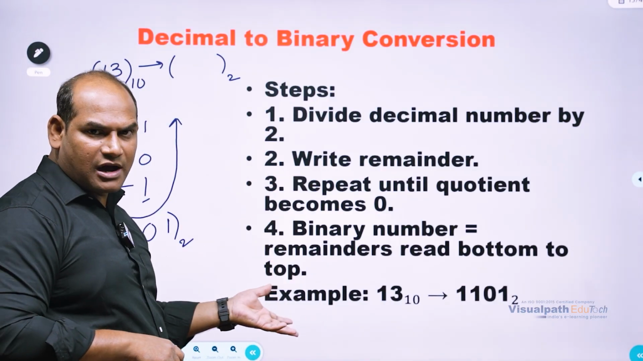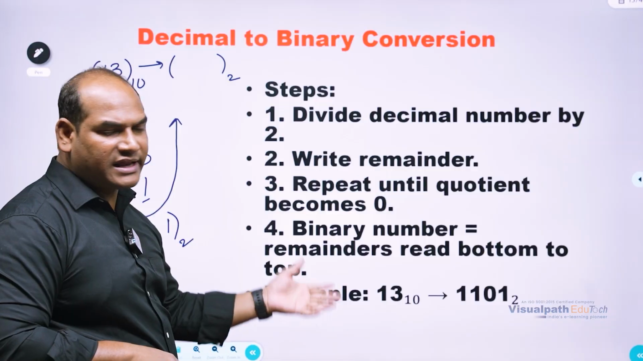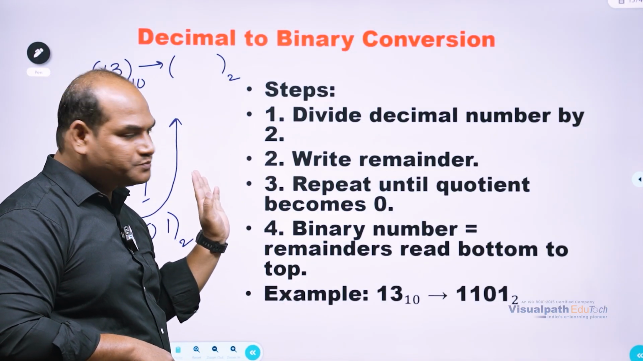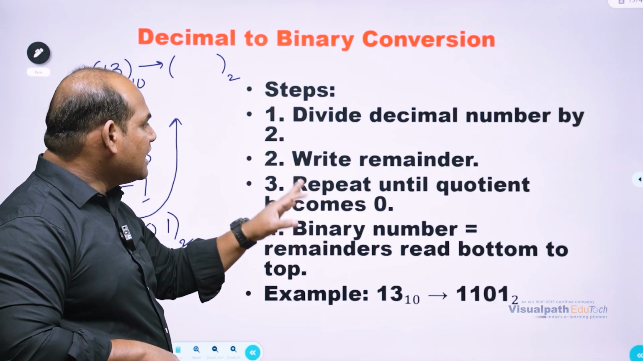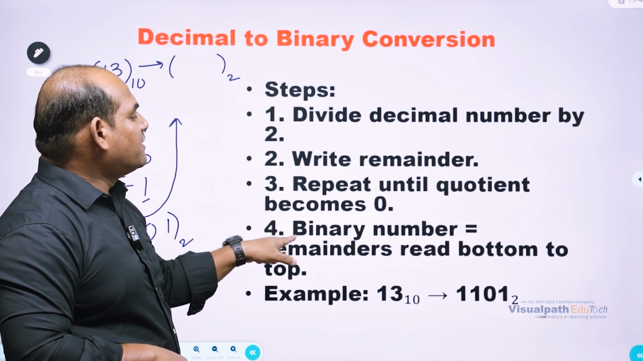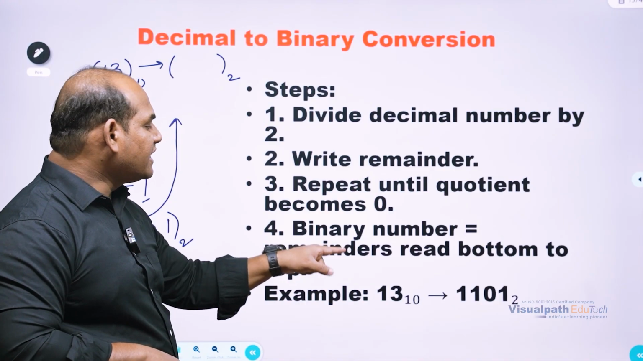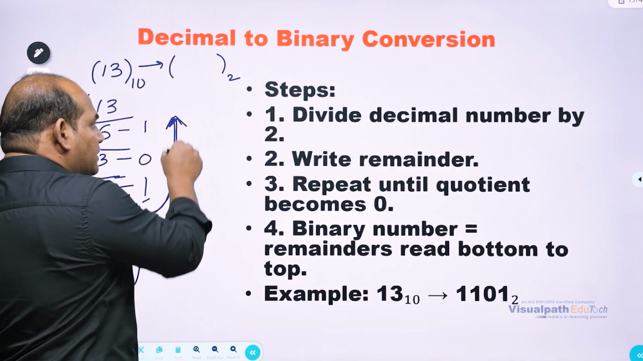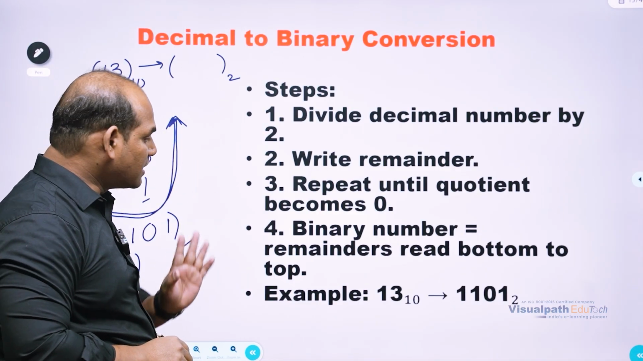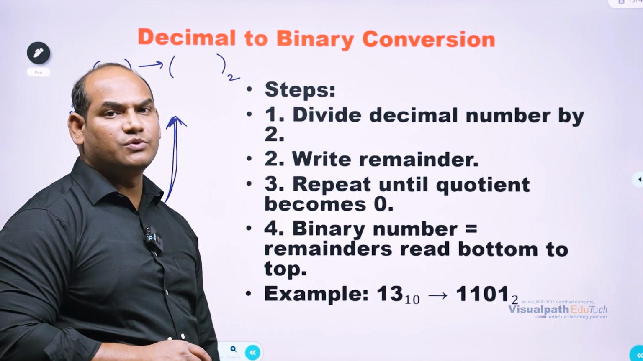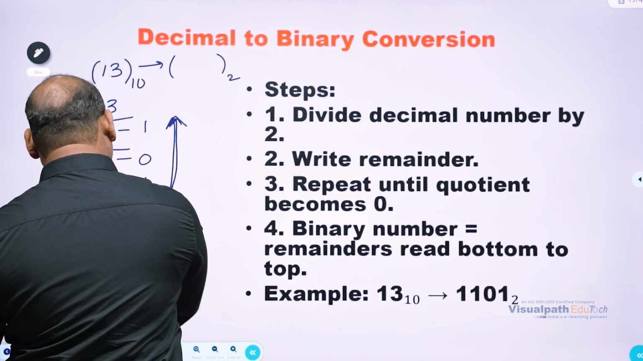Here some steps they have given, and whatever we have done, the same thing is there. I will just read it out, you see carefully. Divide the decimal number by 2 and write the remainder. Repeat until the quotient becomes 0, or 1 also. And the binary number is the remainders read from bottom to top. You see how I wrote this one? From bottom to top you have to take, not from top to bottom, that is wrong. So the example is 13 in decimal is equal to 1101 in binary.